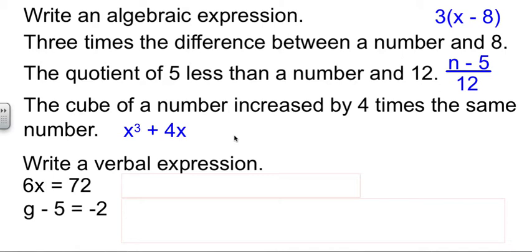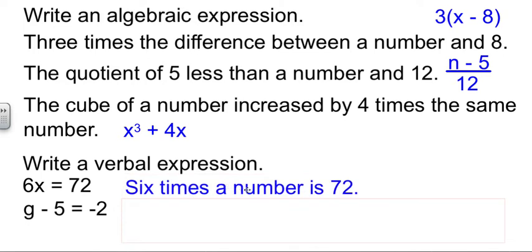They're also going to ask us to go the other way. They'll give us an equation and we have to write a verbal expression for it. What do we see in our equation? We see multiplication, 6x. Well, the way we say multiplication in words, we could say 6 times a number is 72, or we could say the product of 6 and a number. Either way.